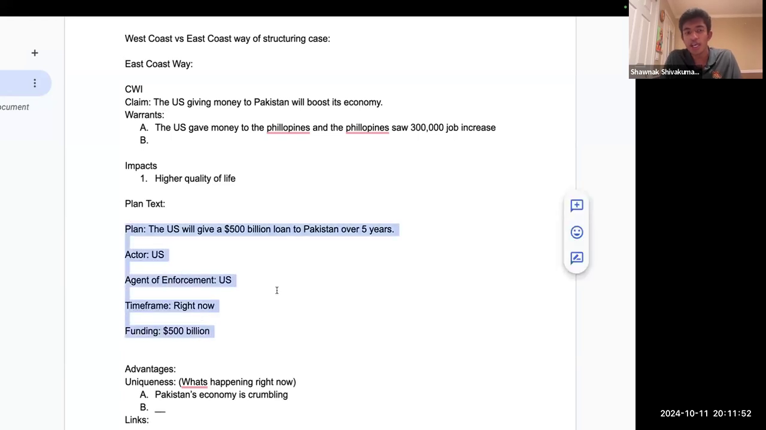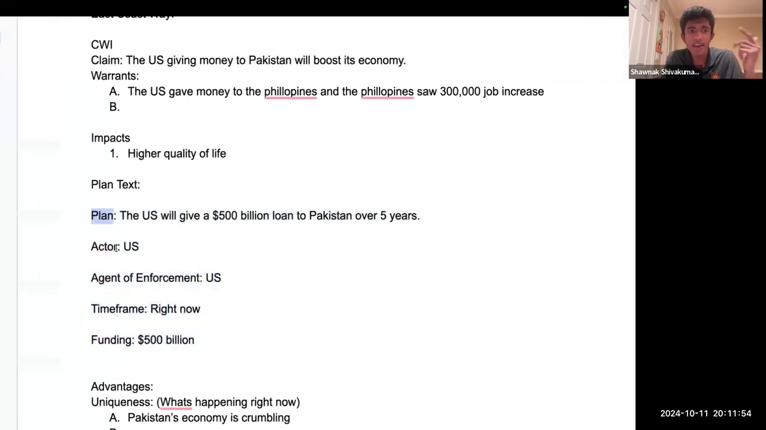So usually, the plan text would be the plan, the actor, the agent of enforcement, the time frame, and the funding. The agent of enforcement is who's enforcing the plan. In this case, it doesn't really make that much sense. If it was like, we should pass a law banning affirmative action, I don't know, assume affirmative action wasn't banned. We should pass a law banning affirmative action.